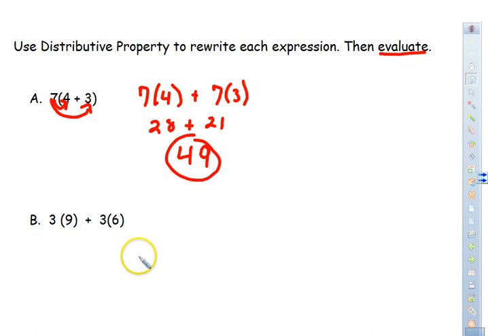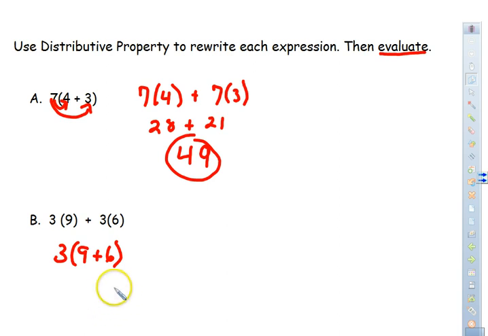If you got that incorrect, please take a look again and make note, and we can discuss it in class. For letter B, these are already divided up, so there's really not anything to rewrite. If you wanted to go the opposite way, sometimes students do that to where it's 3 times the 9 plus the 3 times the 6, which is going in the reverse order.